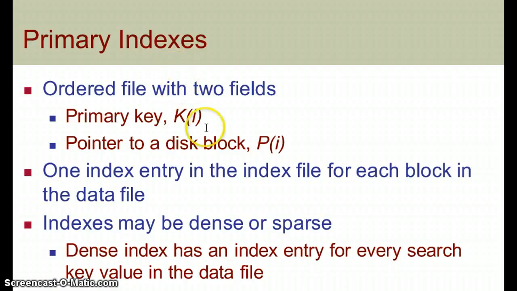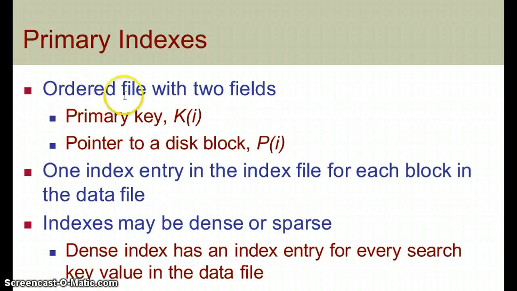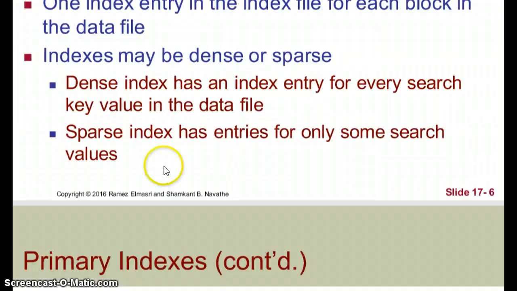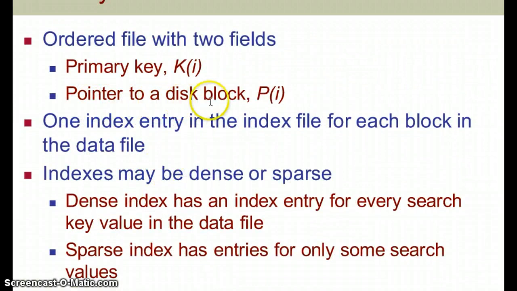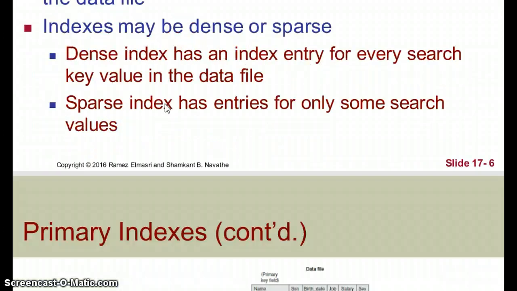So this is our index file. The index file is an ordered file with two fields. One field is the primary key field and another field is the pointer to the next block. There is one index entry in the index file for each block in the data file. This is nothing but the block anchor. Every index entry is for the first data of each block, which are known as block anchors.